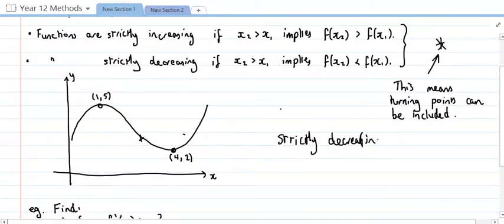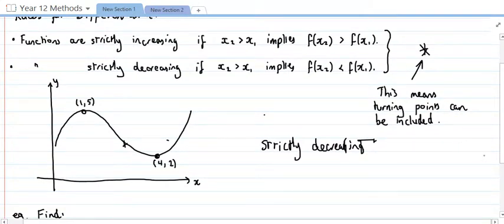Oops. That's interesting. Anyway, let me just fix that up because that was really shocking.